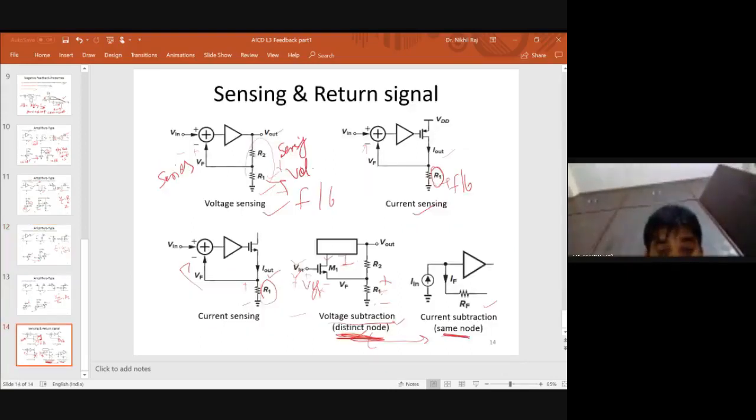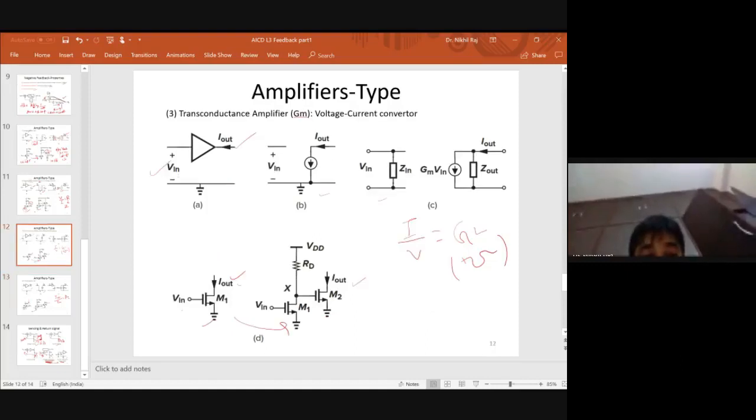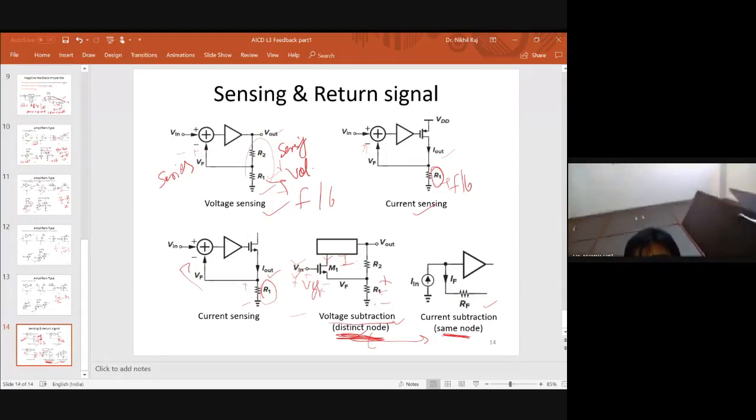So this was all about sensing and returning of signals. Now we know how to check which type of signal is sensed at the output, current or voltage, and we know how to deduce which type of amplifier it is. Combining these two, in the further class we will see how feedback is employed in different types of amplifiers, and how to calculate the closed loop gain, input resistance, and output resistance with and without feedback, along with the bandwidths. Today this much only. In the next class we'll try to complete this feedback chapter.